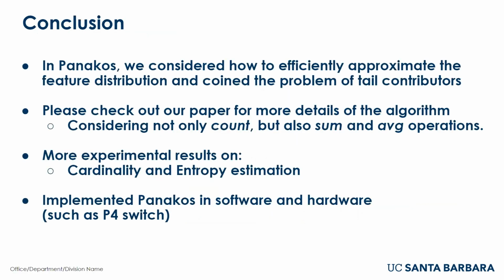In conclusion, we considered how to efficiently approximate the feature distribution and coined the problem of tail contributors by proposing our solution Pentecost. Please check out our paper for more details of the algorithm. In addition, we consider not only the count operator, but also sum and average operations. There are more experimental results on other real-world datasets, including experiments over cardinality and entropy estimation.